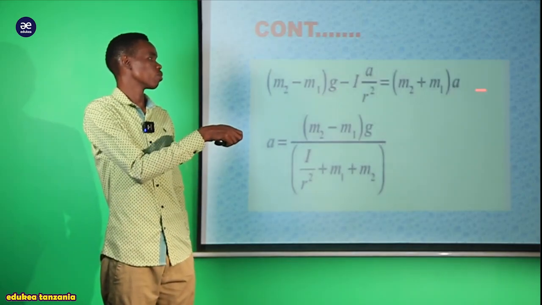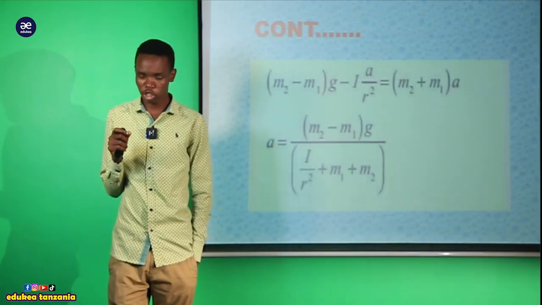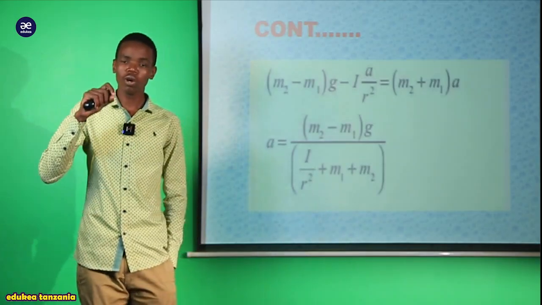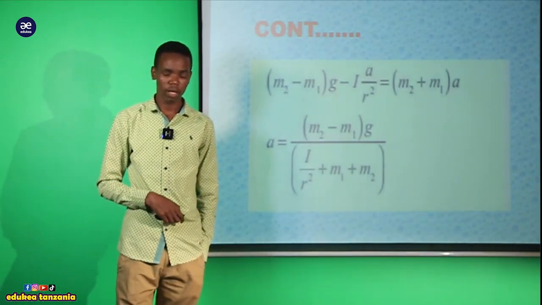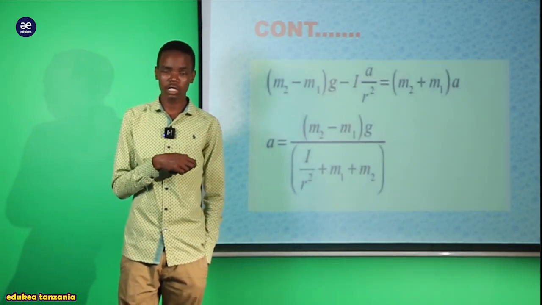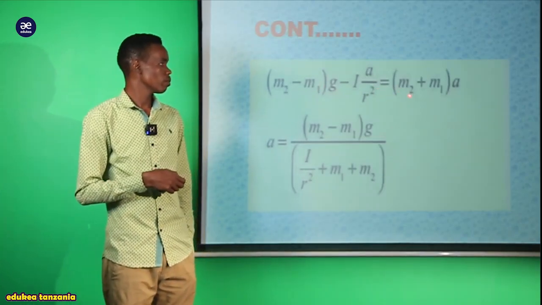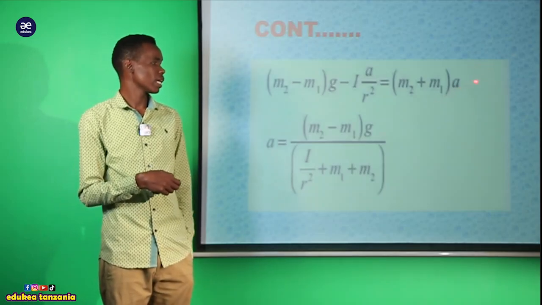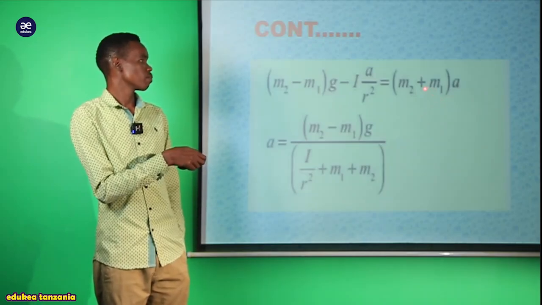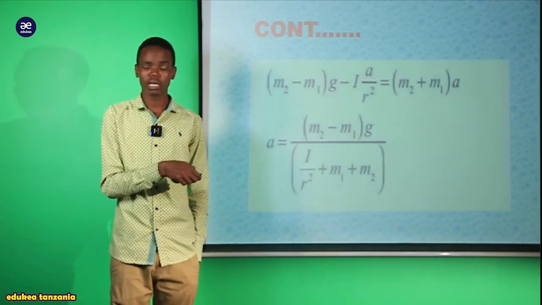So when we take it and move it there, we form our equation. But what is the aim of moving it there? It is to make acceleration the subject. So if we put it at the right side, let us continue factoring out the acceleration. Now if we factor out the acceleration, M2 minus M1 bracket G is equal to M2 plus M1, then we add I divided by R square, bracket times A. Let us divide by this M2 plus M1 plus I divided by R square so as to make A the subject.